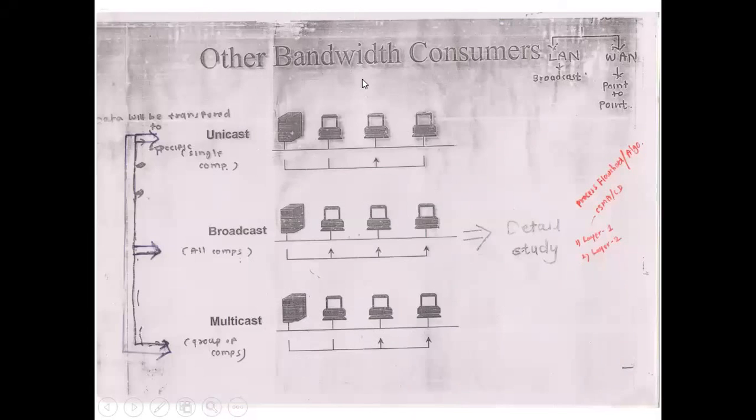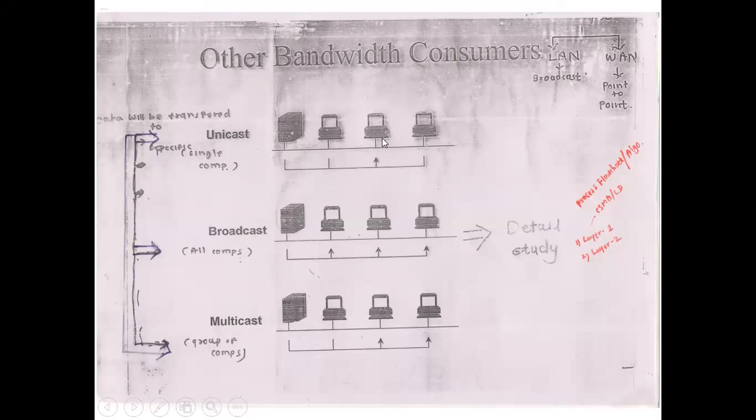Now, different bandwidth consumers. Whether it is a LAN, WAN, MAN, or internet, all the consumers on this network are defined by three specific types: unicast, broadcast, and multicast.